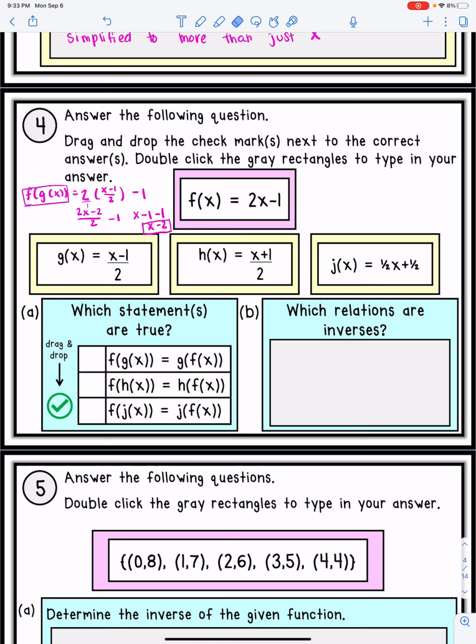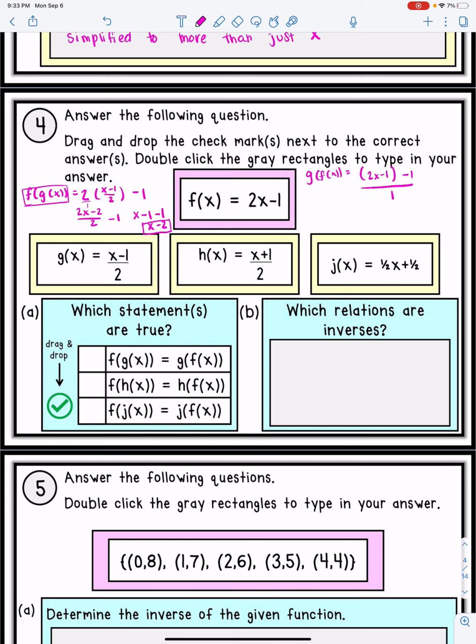Okay, then let's find g of f of x. So g of f of x, we're going to start with the function g, so leave a parentheses for x, minus 1 over 2. We're going to put f inside, so 2x minus 1.